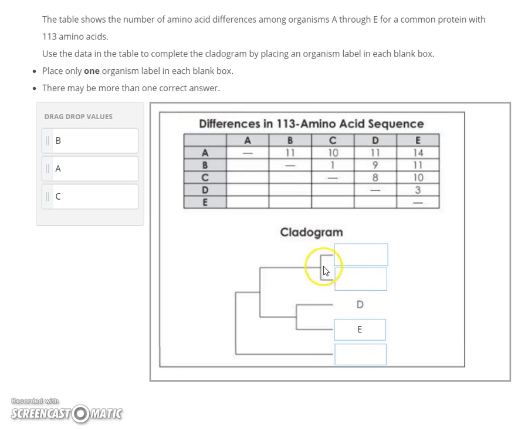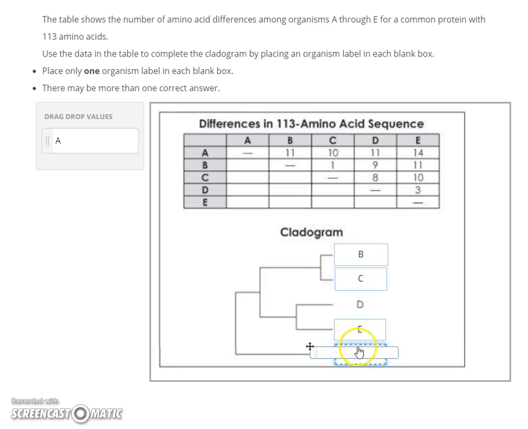We should also expect to see two that split very recently, so they should be very similar. So I can figure out these ones by looking for the smallest differences on here, and we see 1 difference between B and C. So B and C should go right here. And that could be BC or it could be CB, it doesn't matter. But they go together because they have the fewest differences, so they're on the closest, most recent split.